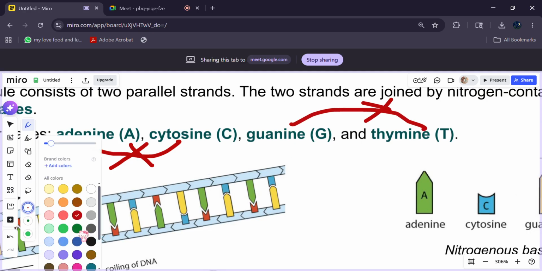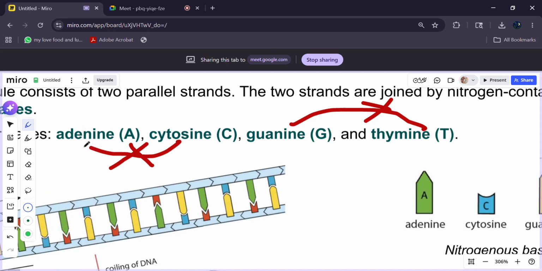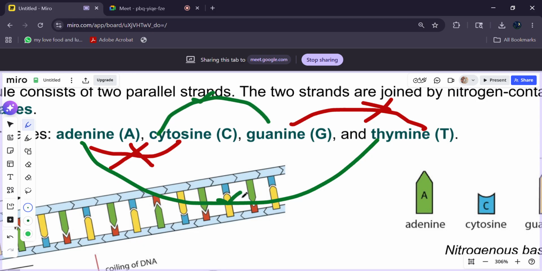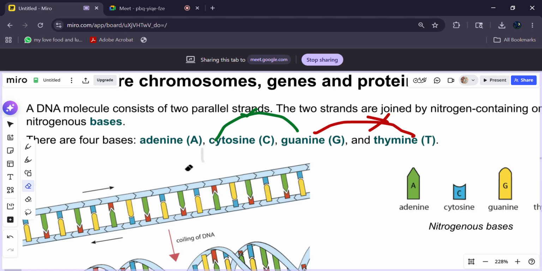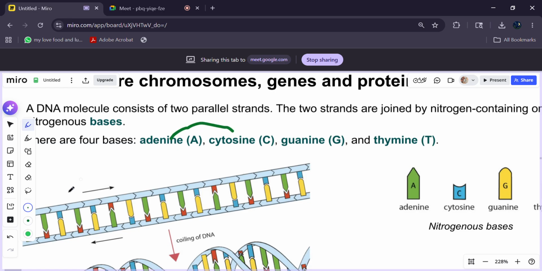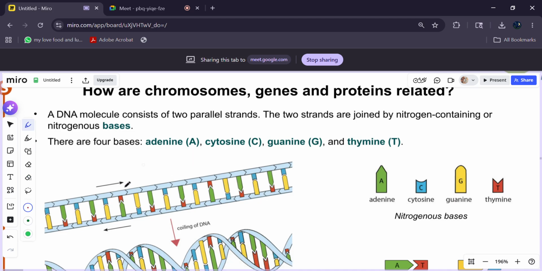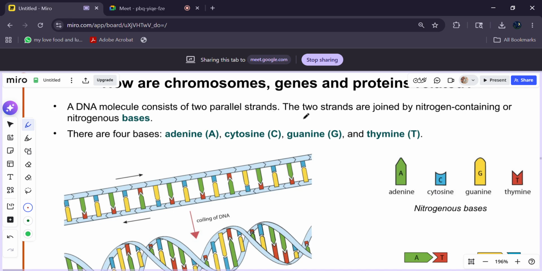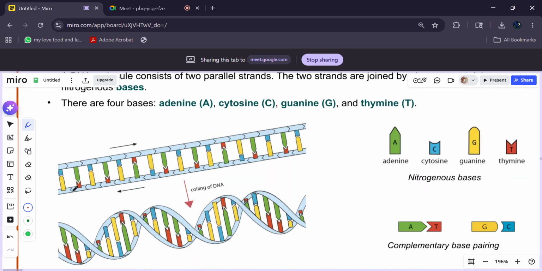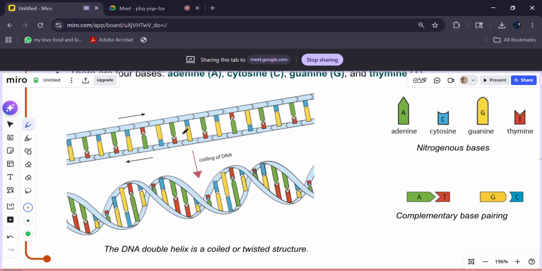It's only with adenine and thymine, and cytosine with guanine. These are the only two complementary base pairs. So in IGCSE questions, if they ask you, is it possible for cytosine to combine with adenine, you say no, it is not possible, because they cannot be complementary bases. Now these four bases are what join the two parallel strands together. These strands of the DNA are connected together by these bases.